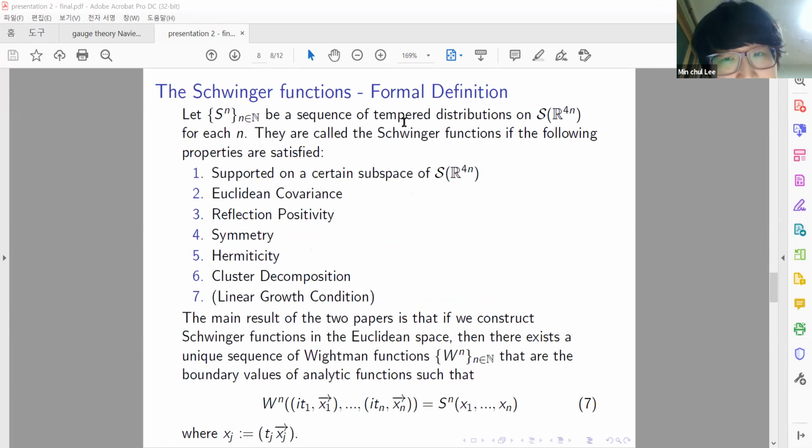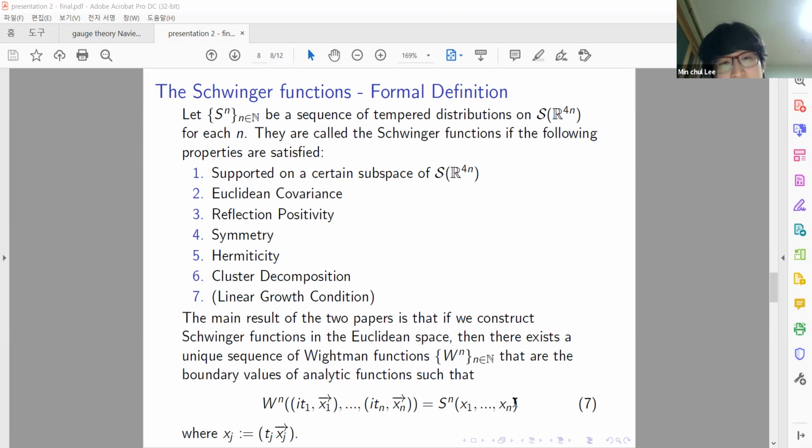Let Sn be a sequence of temporal distributions, and they are called the Schwinger functions or the Euclidean Green's functions if the following 7 properties are satisfied. The main result of the two papers is that if we construct Schwinger functions that satisfy these 7 properties in the Euclidean space, then there exists a unique sequence of Wightman functions that are the boundary values of analytic functions, such that these analytic functions satisfy this relation.